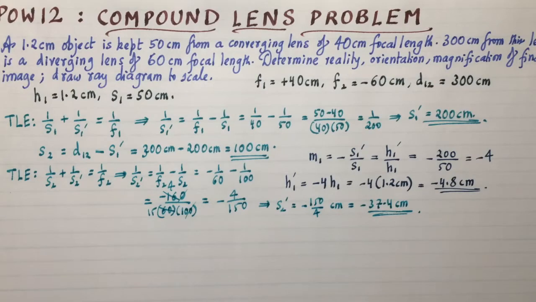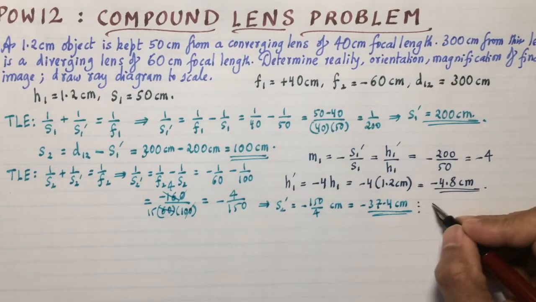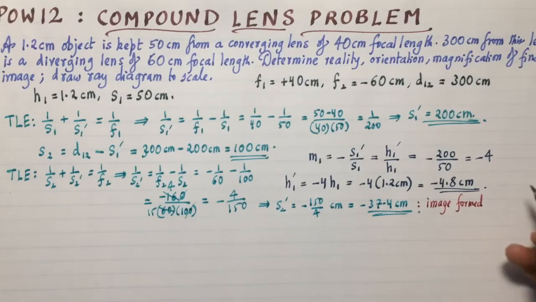So all the results are coming in thick and fast. The minus sign actually means that the image is formed to the left of the second lens. So that's something we have to watch out for when we draw the ray diagram. So image formed to the left.